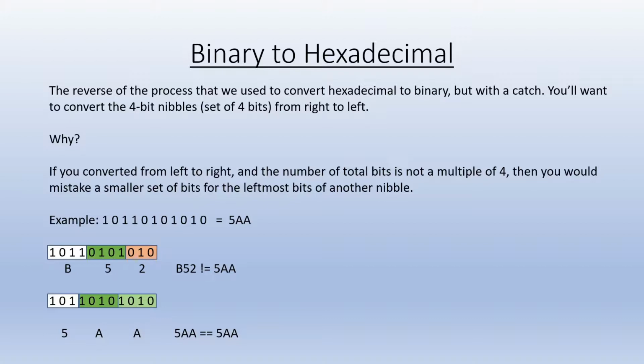So if you convert from right to left, you grab a set of 4 bits, you get 1010, that's an A. The next set of 4 bits is 1010, that's an A. And then the last 3 bits on the left represent 5. So you snap those together, you get 5AA, which is the hexadecimal equivalent.